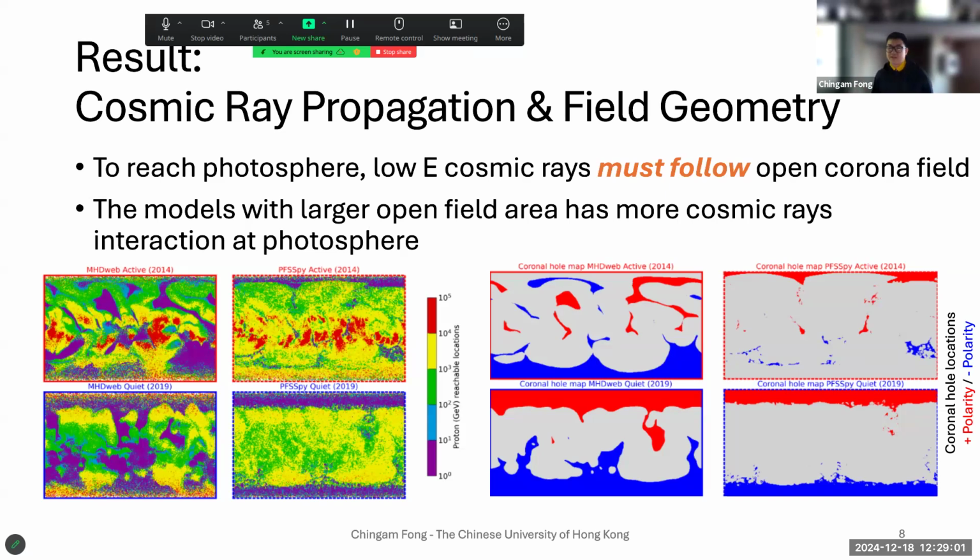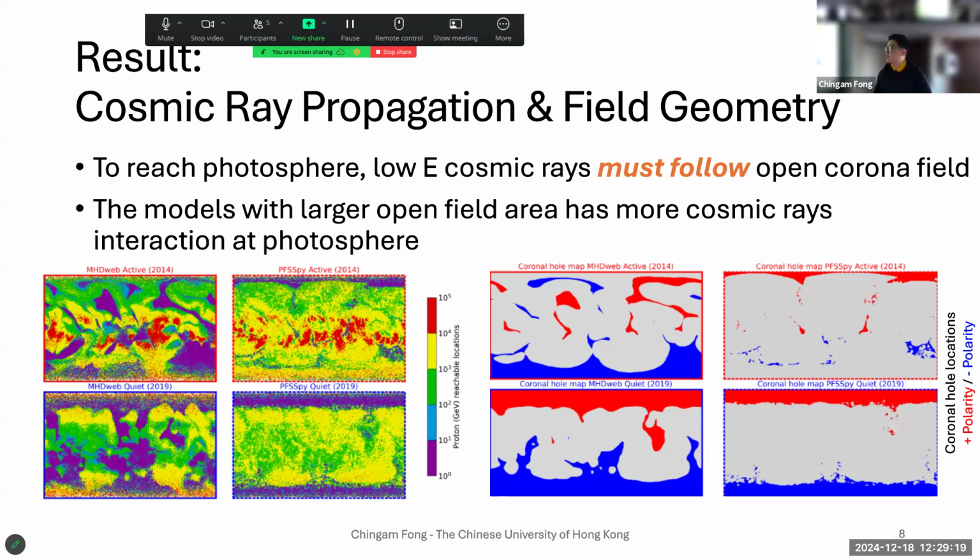So that ties back to the thing I said earlier. The MHD field model has more open field area. And also if you compare between active and quiet, the sun during the quiet period, solved by these two models, is shown to have more open field area.